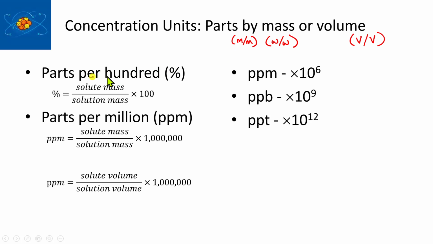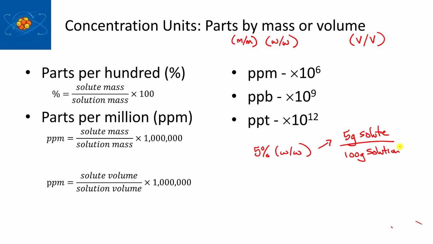So what is a part per 100? That's the percent by mass of the solute in the solution. So let's say you had a 5% solution, and it's weight, or mass by mass. What that means is I have 5 grams of solute. So it's by the mass of the solute, not by the moles, for every 100 grams of solution.